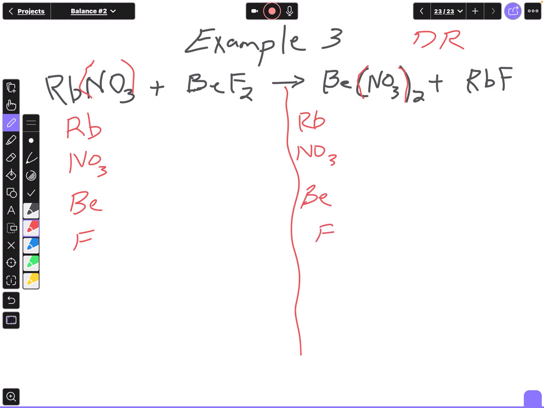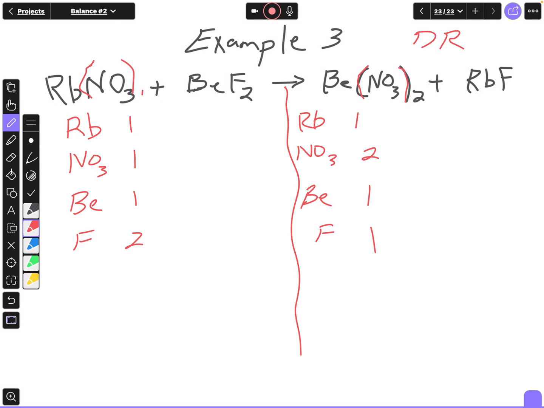Now on the left, I have one rubidium. NO3, I have just one of those ions. Beryllium, I have one. Fluorine, I have two. On the right, I have rubidium, I have one. NO3, I have two of those ions. Beryllium, I have one. Fluorine, I have one.